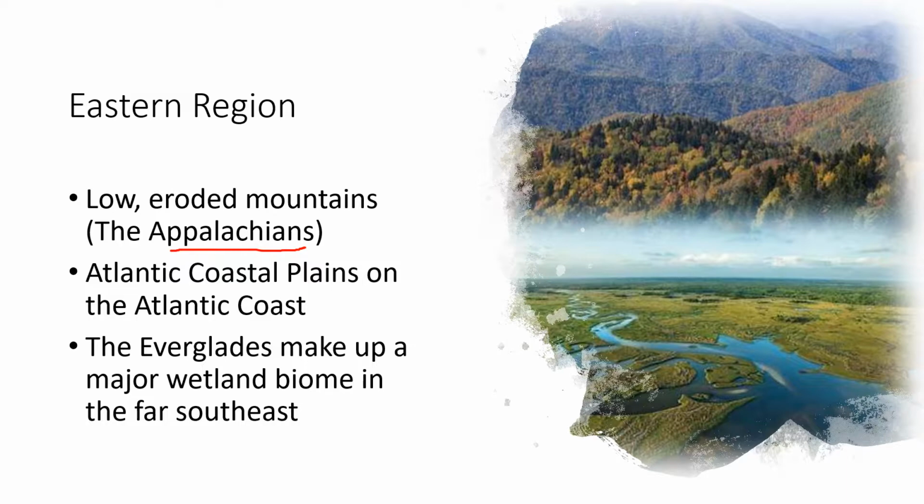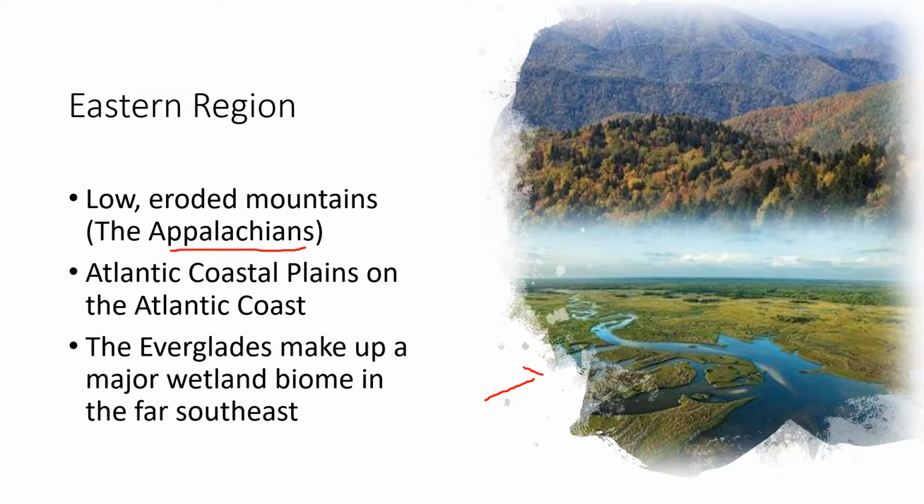We also have the Atlantic coastal plains that make up part of the eastern region. If you go east of the Appalachians, the landscape flattens out. Much of the northern half of the continent, those coastal plains would be rocky. They could still be used for farming. And as you move further south, especially into Florida, it transitions into a coastal wetland.